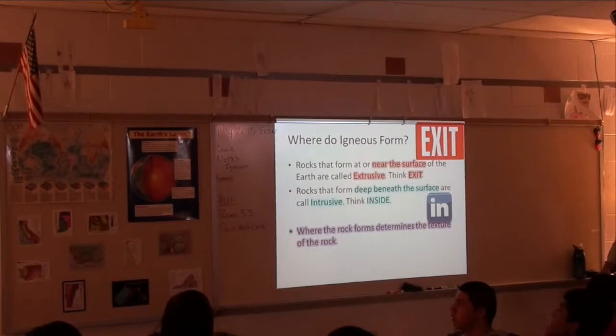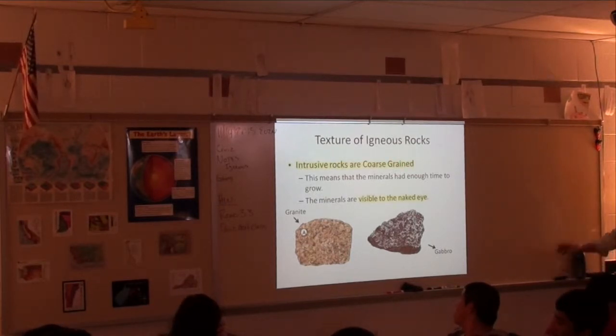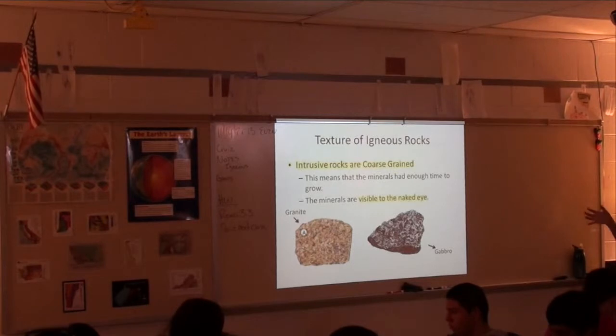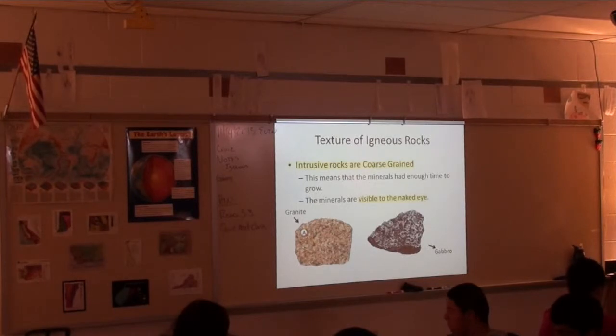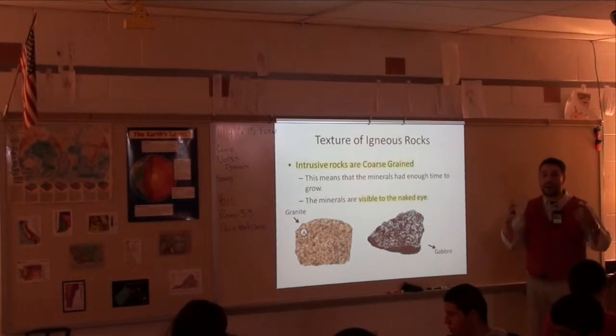The first thing we're going to talk about is intrusive. So we're talking about the texture. Intrusive rocks take time to grow. They take a lot longer to grow. You can start to see the individual minerals. If you can see the individual minerals, it is intrusive, coarse grain. What's coarse grain? You can see the minerals. That's what coarse grain means. If you can see them, it's coarse grain, because that means it had time to grow.